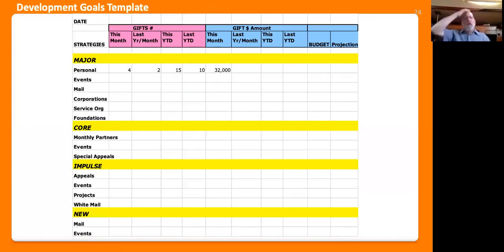Now, this is, and I'm sorry I didn't get it corrected. It is not the development goals template. It is the development report. This is a reporting process.